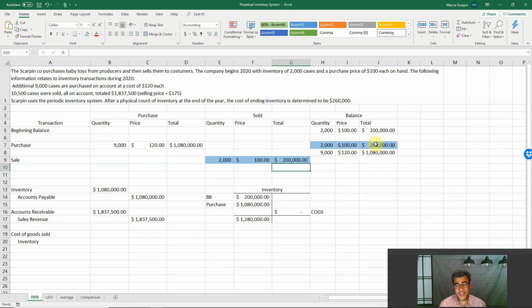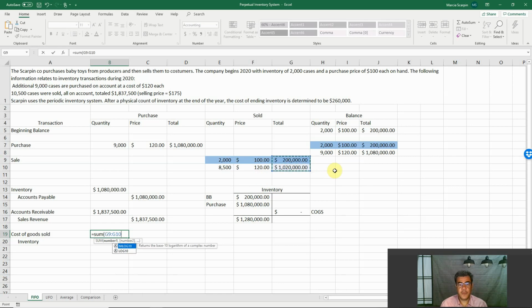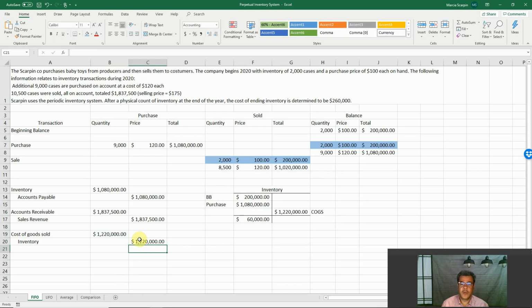Okay, we still need some numbers. We still need 10,500 less 2,000 units. 8,500. How much is the new price? 120. Our total, $1,020,000. How much will be our cost of goods sold? It will be the sum here. And inventory, 1,220,000.